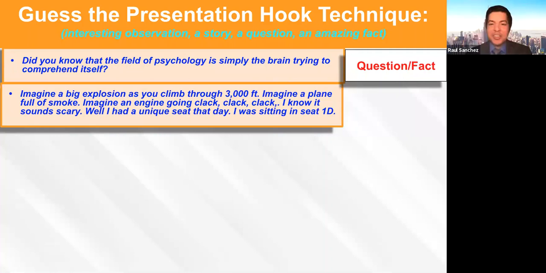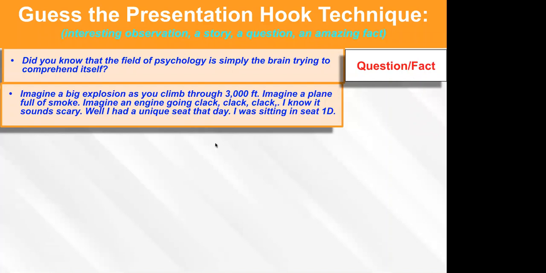The next one, sure. Imagine a big explosion as you climb through 3,000 feet. Imagine a plane full of smoke. Imagine an engine going clack, clack, clack. I know it sounds scary. Well, I had a unique seat that day. I was in seat 1D. Okay, and we didn't make this up. This is actually from a TED Talk called 3 Things I Learned While My Plane Crashed. So we have observation, story.